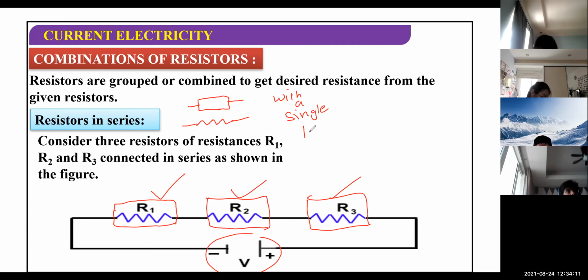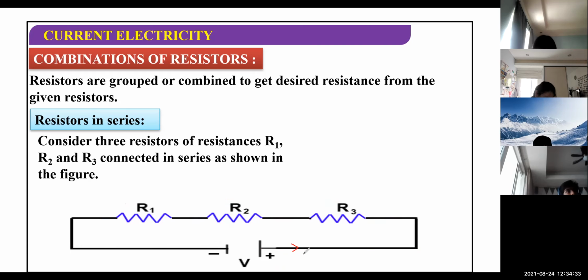a single loop. What do you mean by the loop here? We have a battery, so all the resistors are connected with a single path. This one is connected, the second is connected, then the third one. Resistors are connected only in one single closed loop, one single path. Whatever current is flowing in this circuit, let me write here, suppose I is the current. The same current will pass through resistor R3, the same current through resistor R2, the same current through resistor R1, and the same current will return back to the battery. Current starts from the positive to the negative terminal.